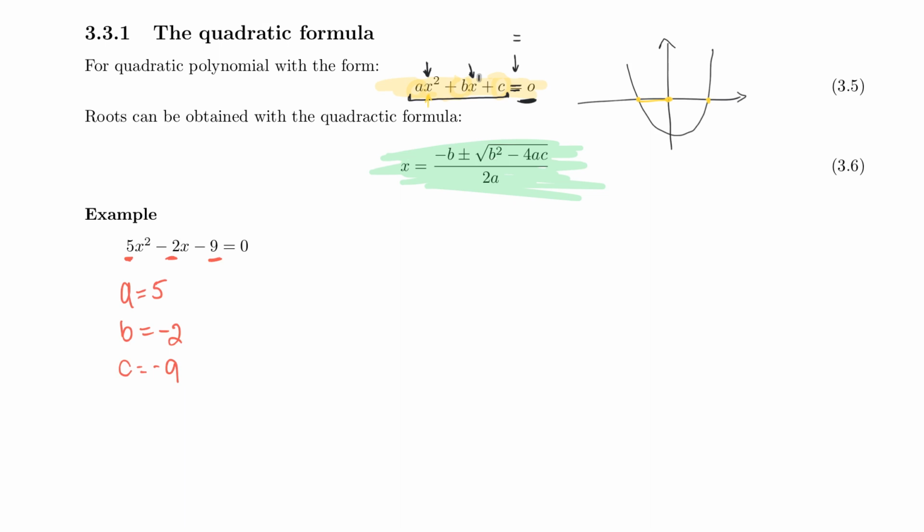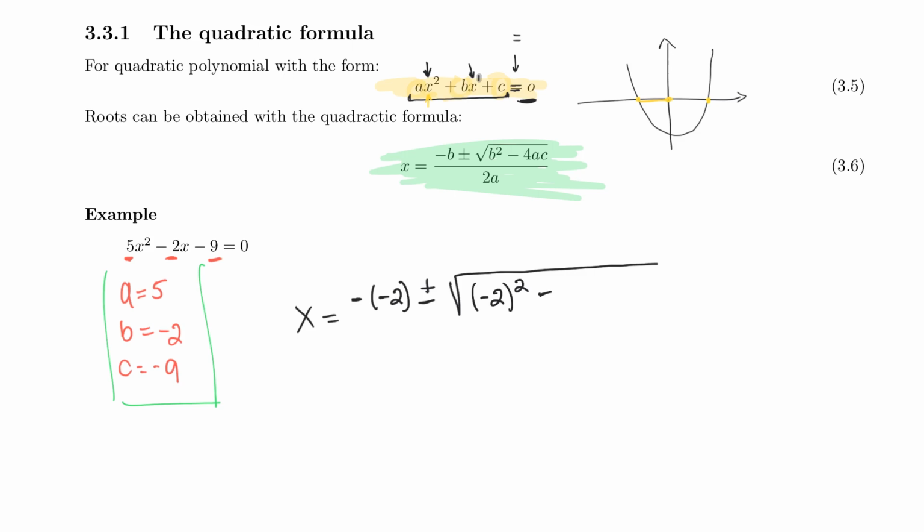Okay, so with these three values, let's apply the quadratic formula. And the quadratic formula says x is equal to minus b. What is b? Minus 2. Okay, so minus b and then minus 2, right? Because this minus is from the formula and this minus is from our number. Okay, so minus b plus minus the square root of b squared. What is b for us? Minus 2 squared, minus 4a. What is a for us? 5, times c. What is c for us? Minus 9. And all this divided by 2a. What is a for us? 5.